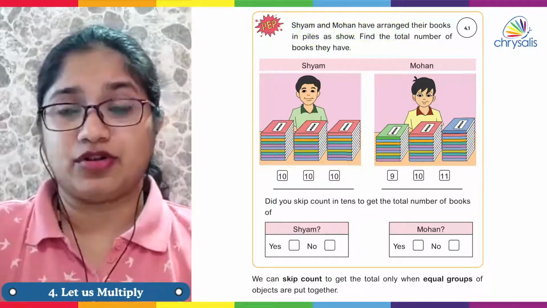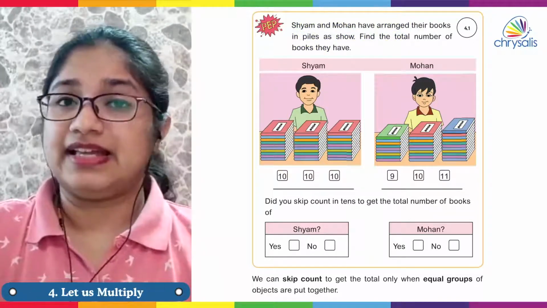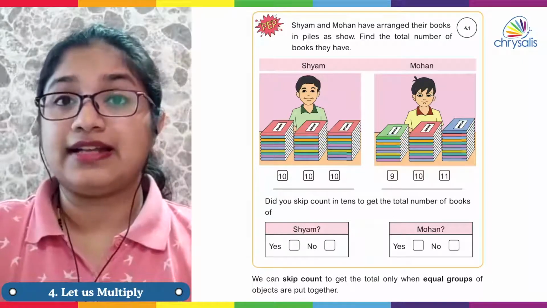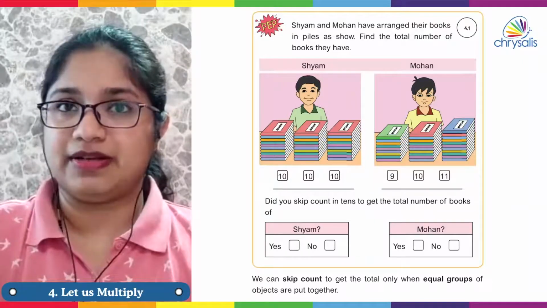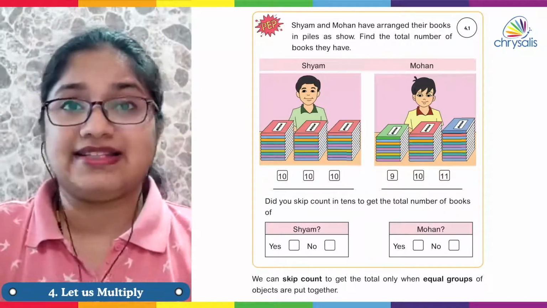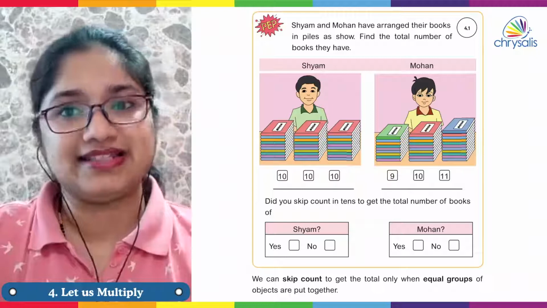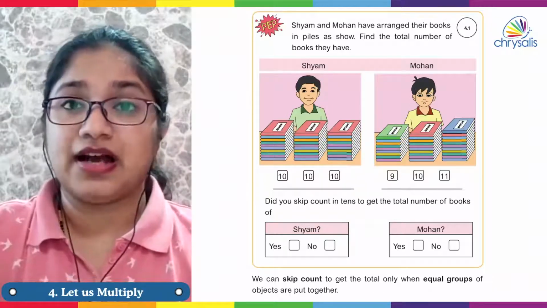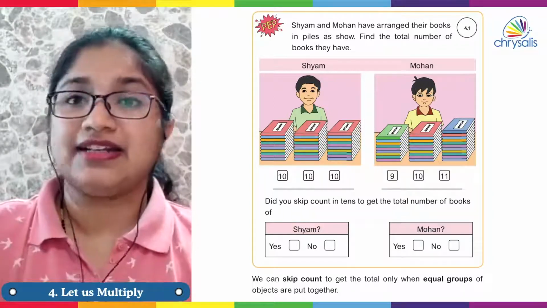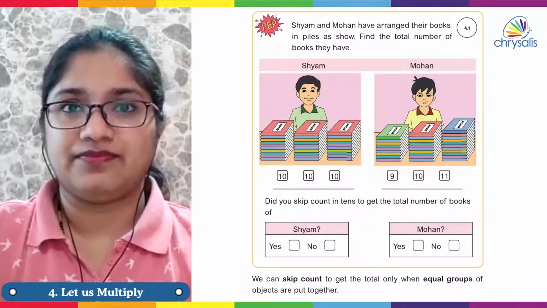Look at the piles of books on Shyam's table. Each pile has 10 sets of books. Look at the piles of books on Mohan's table. The first pile has 9 books, the second pile has 10 books, and the third pile has 11 books. Now, you need to find the total number of books. After that, remember to answer the question.